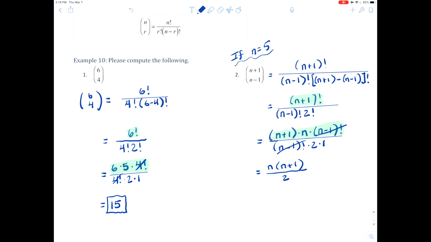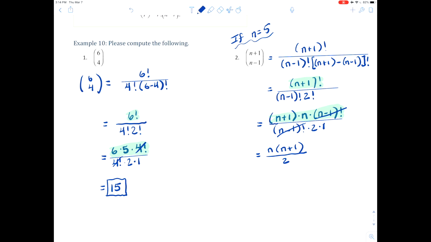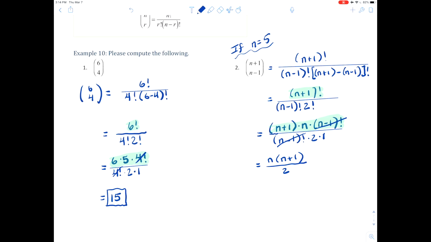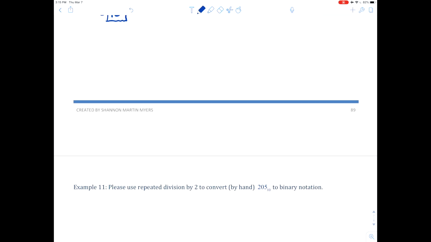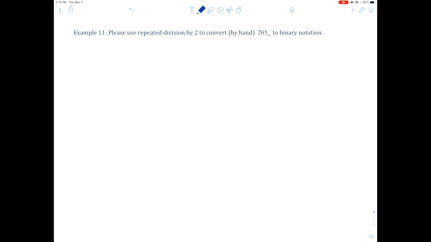So let's test it out compared to the last one. If n was 5, right, we'd have 5 times 6, which is 30 over 2, which is 15. So cool. It checks out. Groovy? All right. So now let's look at this kind of cool application.